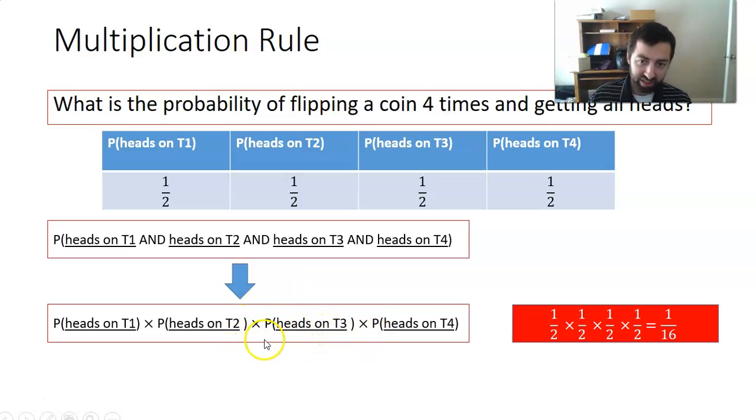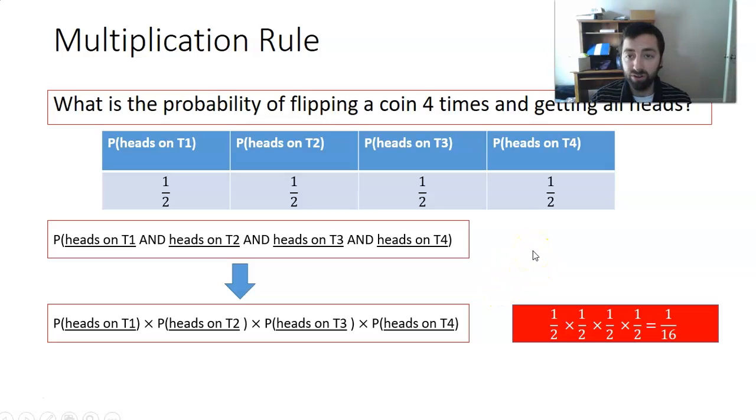Let me just go back for a second. So that's what I have right here. This is what we did on that last slide. 1/2, that's the probability in trial 1. 1/2 is the probability in trial 2. 1/2 is the probability in trial 3, and so on.